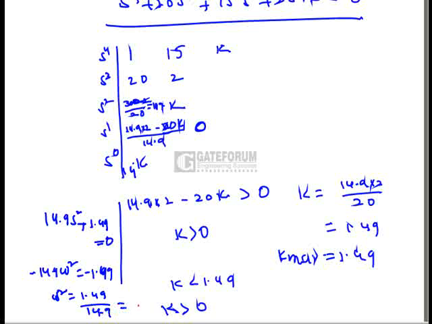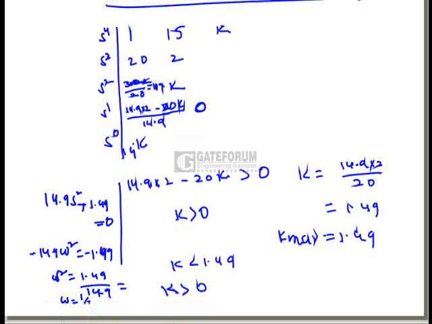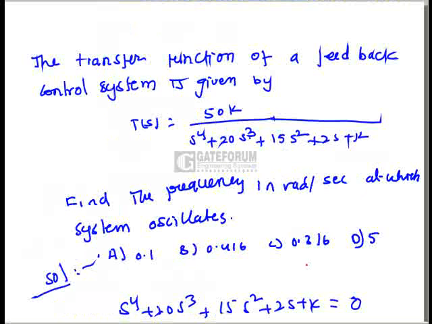So with this, omega equals the square root of 1 by 10, and this value is approximately 0.316 radians per second. So that's why we have to go for option C. Option C is 0.316 radian per second.